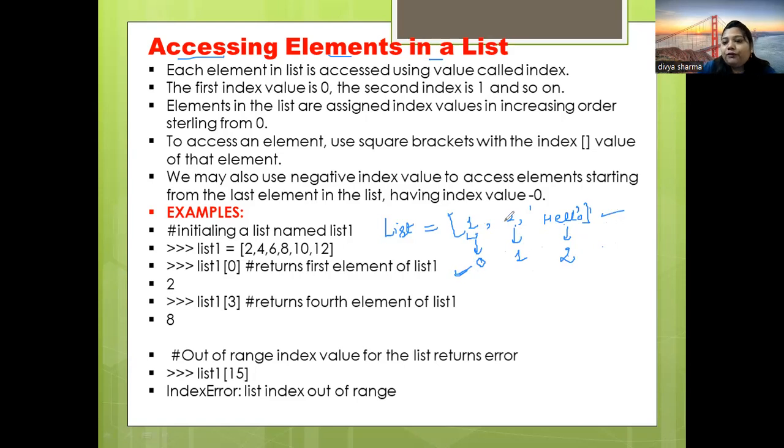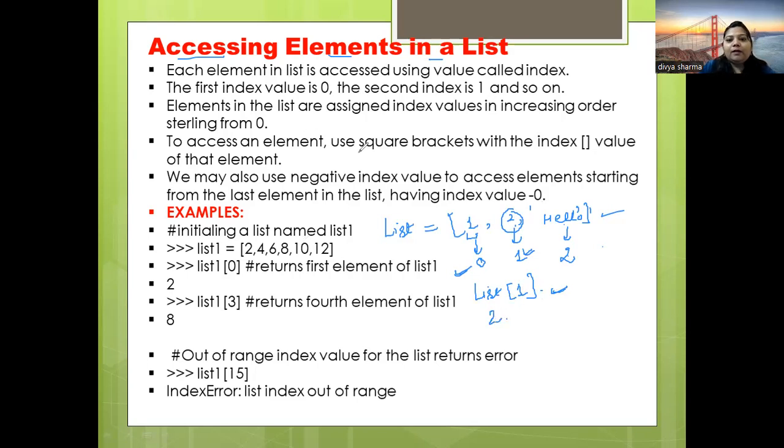So if we want to access the second element, we will write like this: the name of the list, square brackets, and the index of that element, that is, the index of that element is 1. After giving enter in your command prompt, it will give you the output. The answer would be 2.